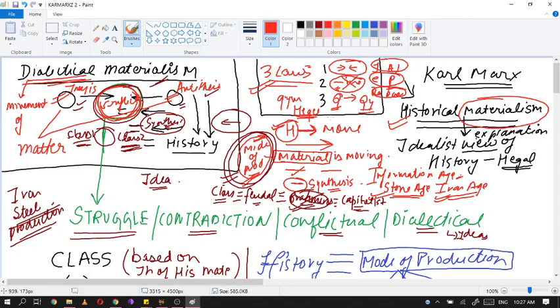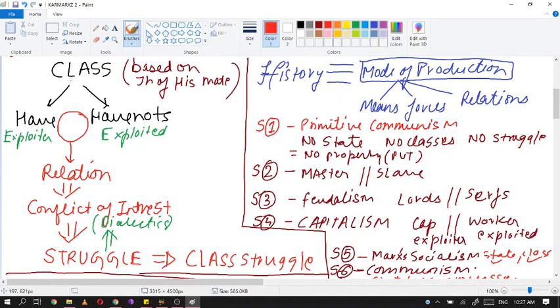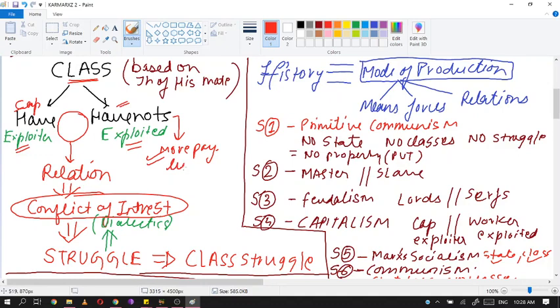Now understand. Classes, what kind of classes we have done? Haves and have-nots. Haves are also exploiters. Have-nots are exploited. What kind of relation will they be having? Conflict of interest. What does the have-not want? They want that they get more pay. What does the exploiter, or the capitalist, want? That they work more and get less pay. Lesser pay means more profit.